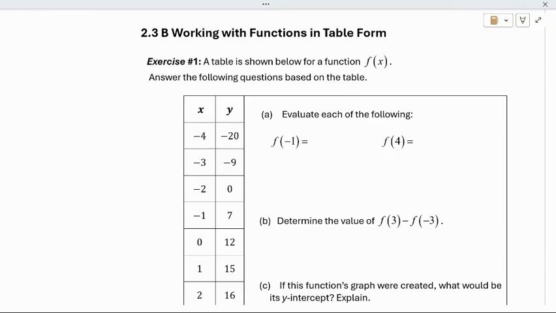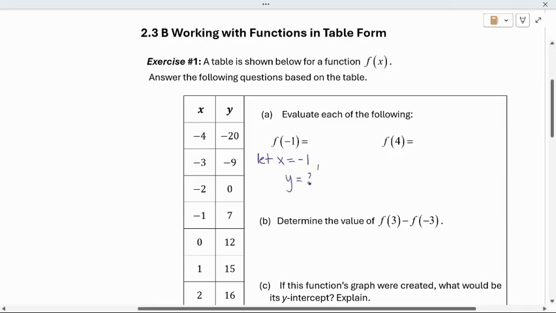So the first thing that we're going to look at is evaluating f of -1. So this means the same thing as, remember, let x equal -1. What does y equal? That's what it's saying. When x equals -1, what does y equal? So I'm going to go to -1 on my x side, my x column. And when x is -1, what is y? 7. So f of -1 is 7.